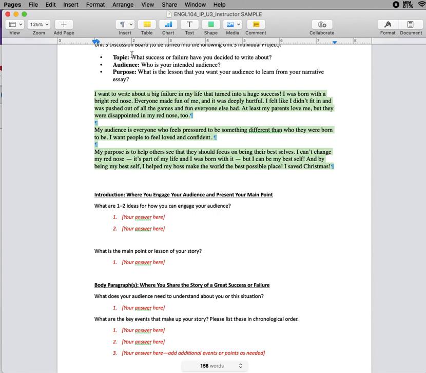Here I have the questions: topic, audience, and purpose. I've written three short, not really paragraphs, especially that middle one, but each little section covers one of them. I have this top one about topic, the second one about audience, and the third about purpose.